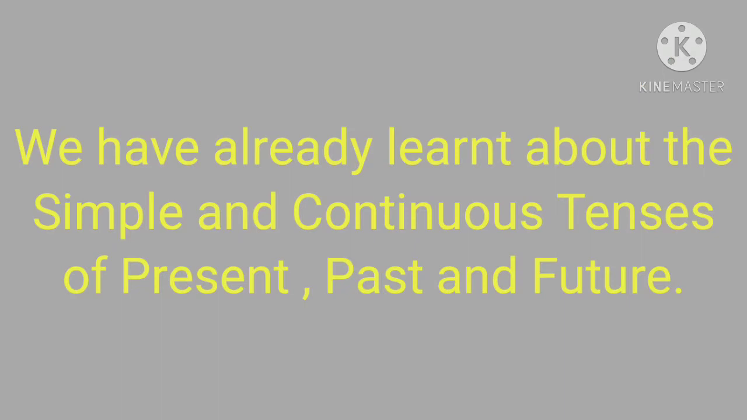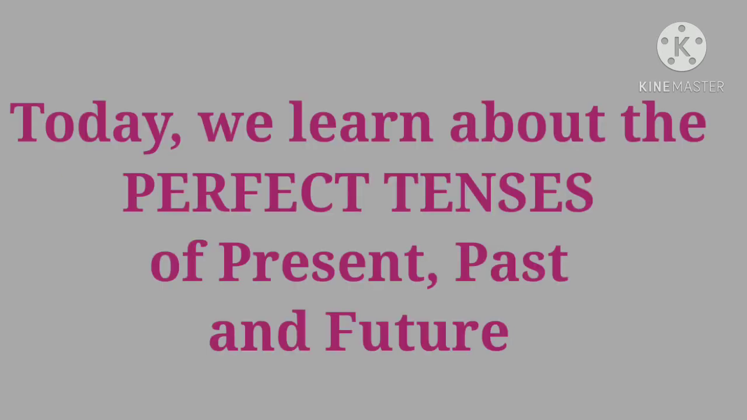So, children, we have already learnt about the simple and the continuous tenses of the present, past, and future. And we have also seen how the formation of the simple present, present continuous, simple past, past continuous, simple future, and future continuous is done. So now we move further. Today we will learn about the perfect tenses of present, past, and future, and also learn how they are formed.